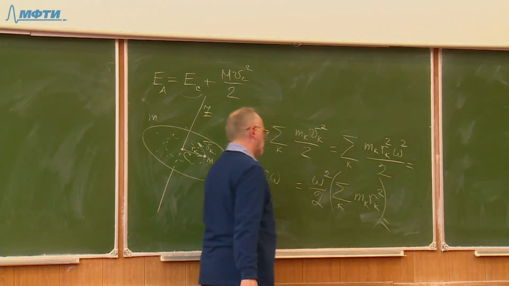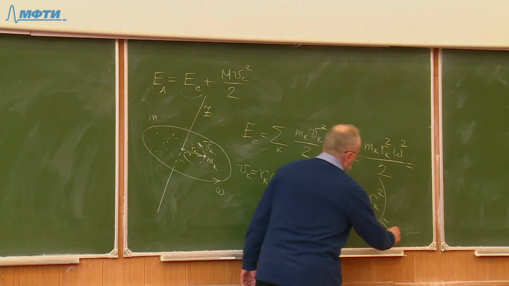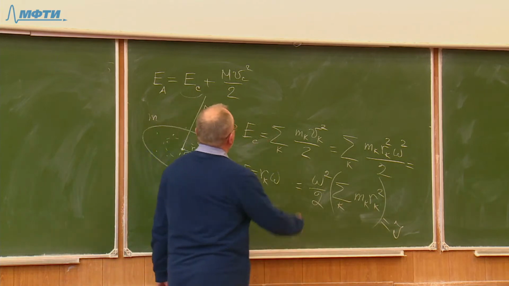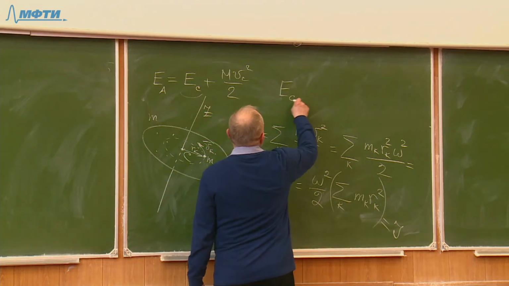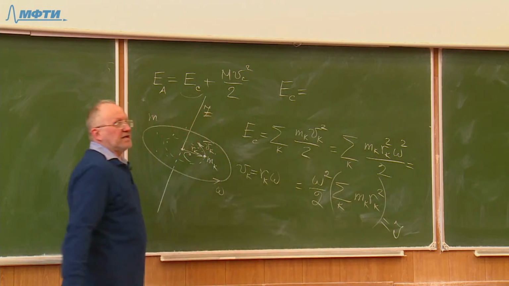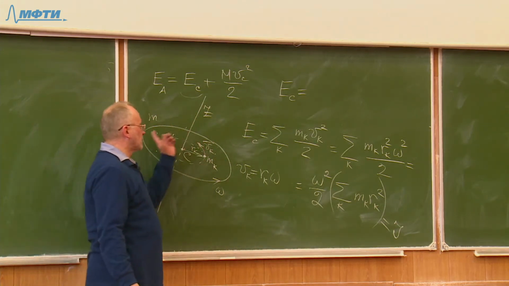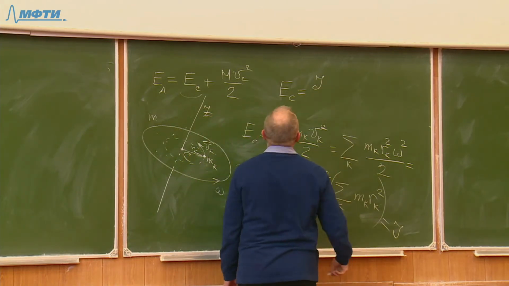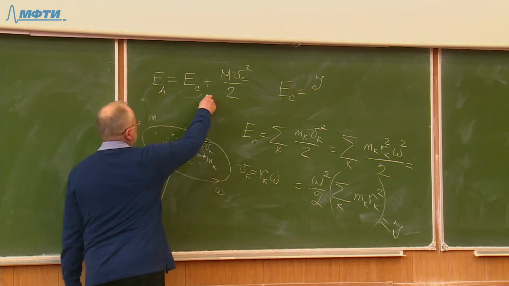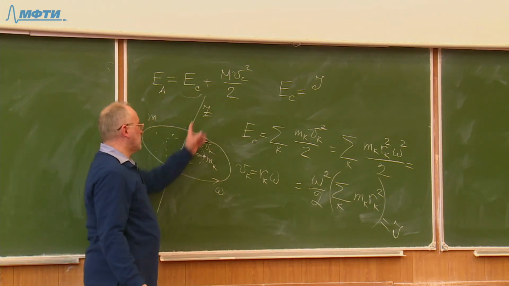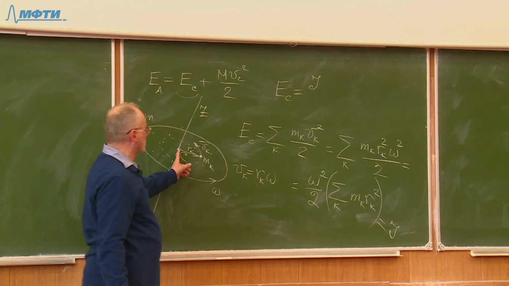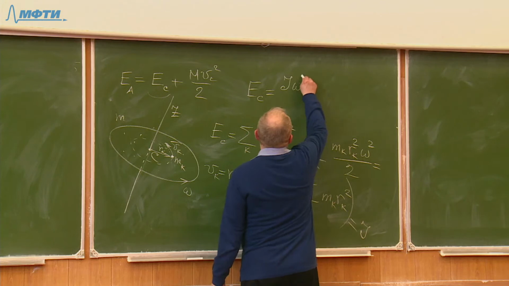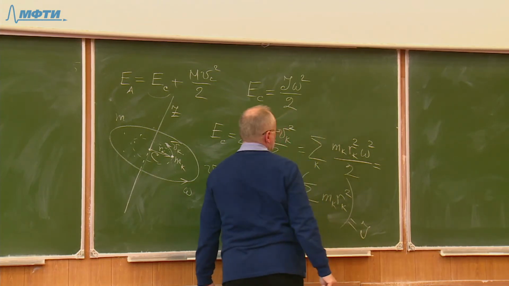This quantity, you know already, is called the moment of inertia of a solid body. So we obtained the formula that the kinetic energy of a rotating solid body can be written as its moment of inertia with respect to the axis of rotation which goes through the center of mass, times omega squared over 2.